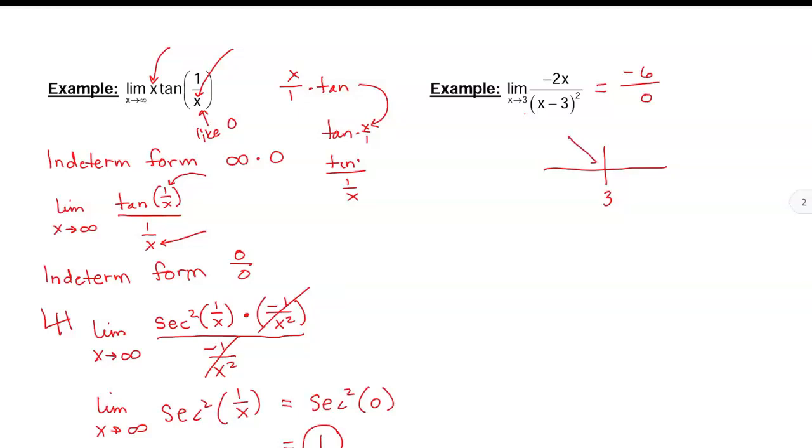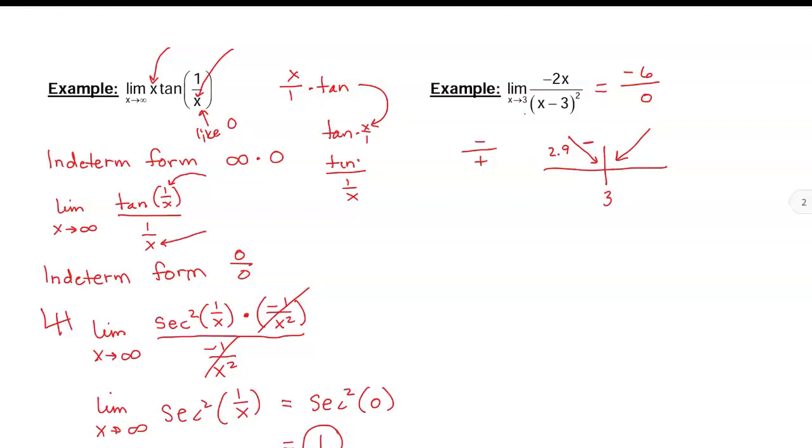So let's head in from the left and see what kind of value we would get. So a number just to the left of 3 would be something like 2.9. And if I substitute 2.9 into the expression, I would get a negative on the top, and 2.9 minus 3 is negative 0.1, but it gets squared. So anything down on the bottom is going to be positive because it's going to get squared. So that means it would be negative coming in from the left.